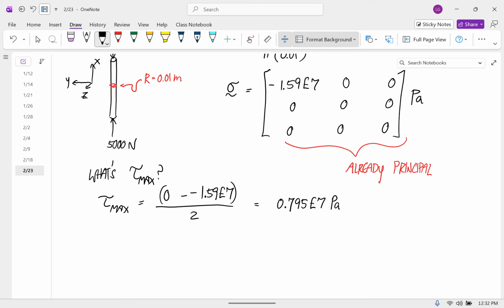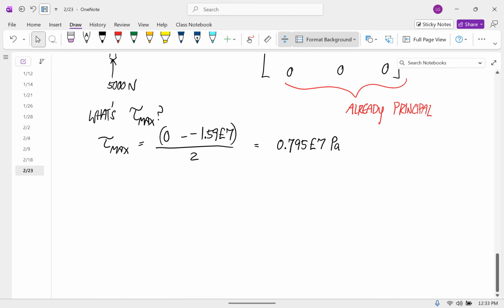So what are some cases where you would have members in uniaxial tension or compression like this? One important example is trusses. So remember that a truss is a structure where every member is either in tension or compression, and that's all. So every member is in pure tension or compression.